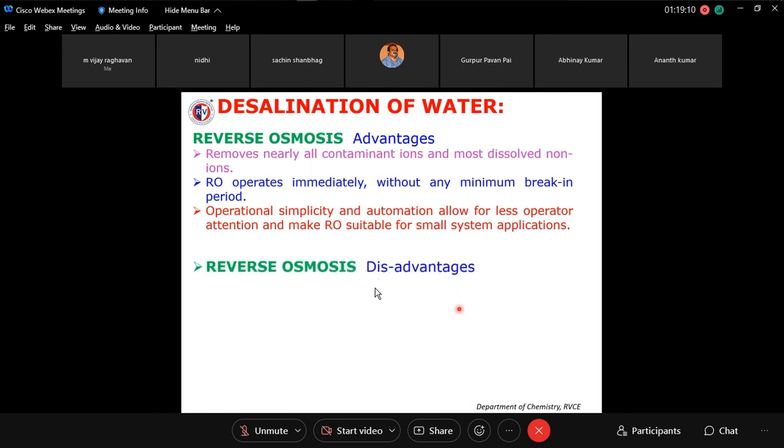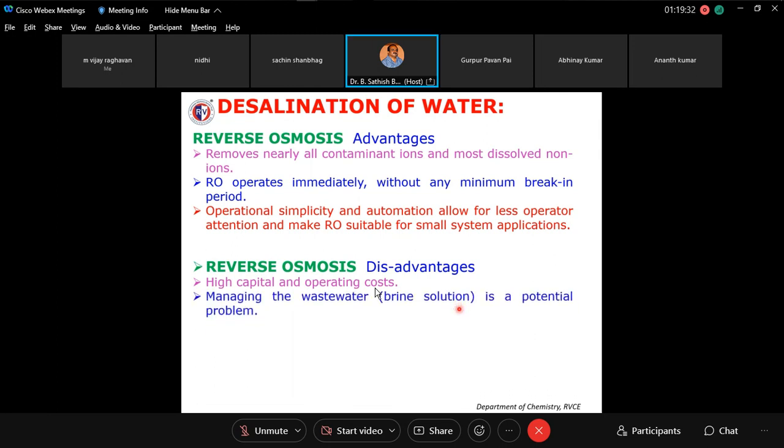And what are the disadvantages of this reverse osmosis? So high capital and operating costs. So the initial cost will be very high. If you want to buy one small RO system, it costs from 10,000 to 20,000 initially, right? Which everyone cannot afford. And managing the wastewater, that is brine solution. Salt water will be filtered, and that is rejected. So that is a potential problem. You have to reuse it properly.